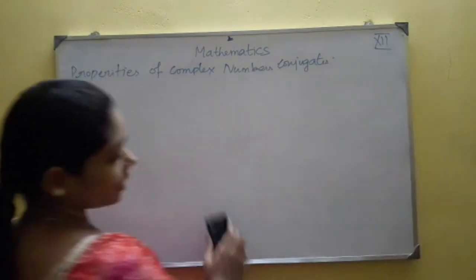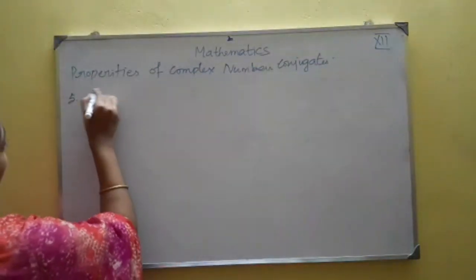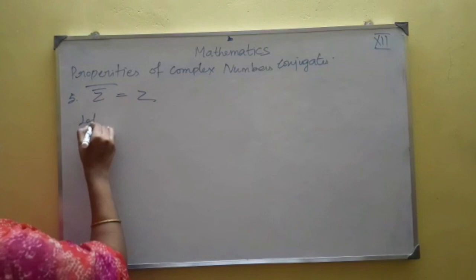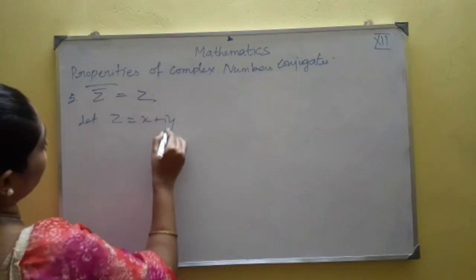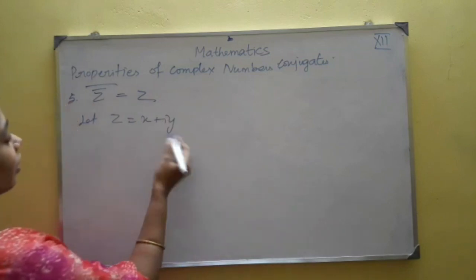Fifth property: z bar the whole bar is equal to z. Let z equal x plus iy. You want to prove this. Every property we are proving right now. So z equal to x plus iy.